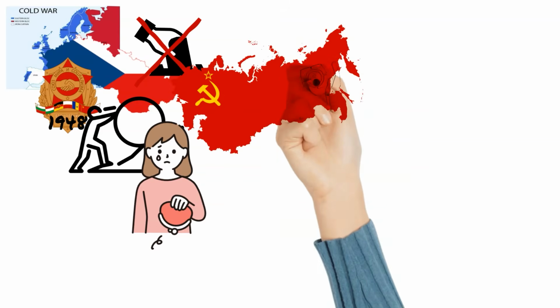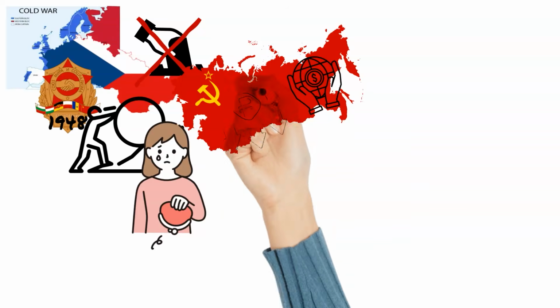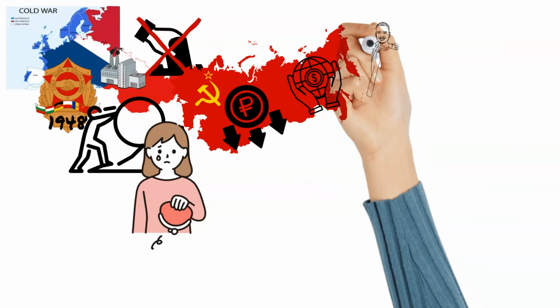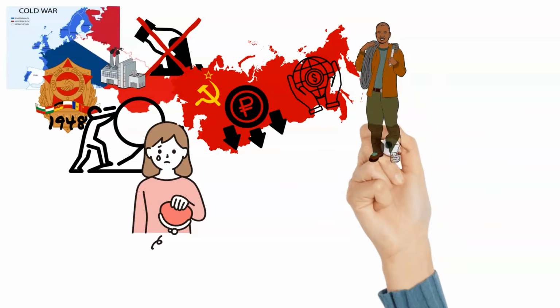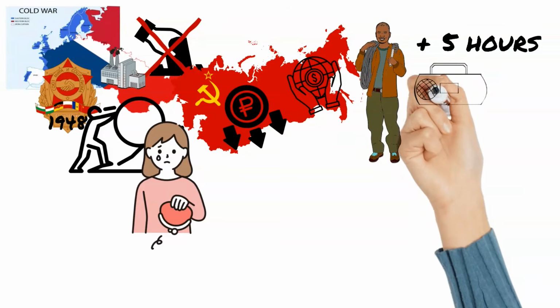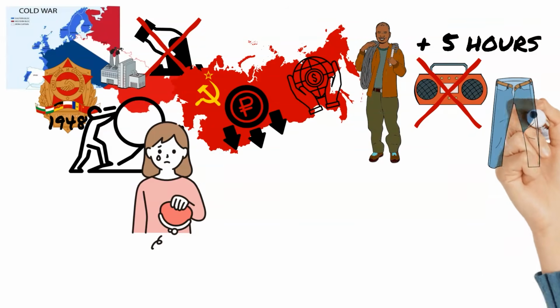The Czech economy was run by the USSR for the benefit of the USSR. This meant that any wealth or products the Czech factories produced were sent to the USSR rather than benefiting the people of Czechoslovakia. Citizens had to work an average of 5 hours longer than their Western counterparts just to make ends meet. And there were very few consumer products such as radios or clothes available to them.